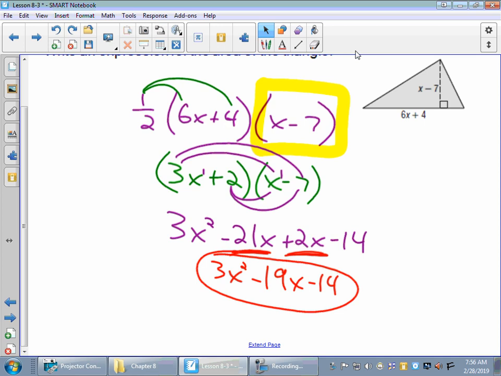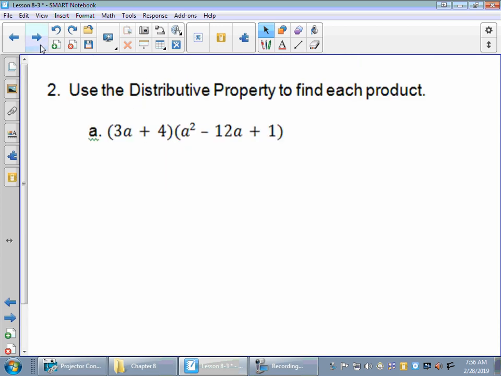Let's do one more where it's a little bit different, because now we can't use FOIL because it's not a binomial times a binomial. Here we've got a binomial multiplied against a trinomial. So now we just have to use the old-fashioned distributive property and multiply everything in that first group, parenthesis, times everything in the second group of the parentheses. So let's go for it.